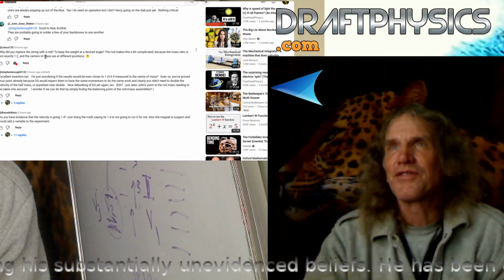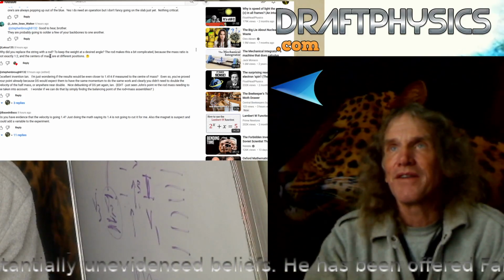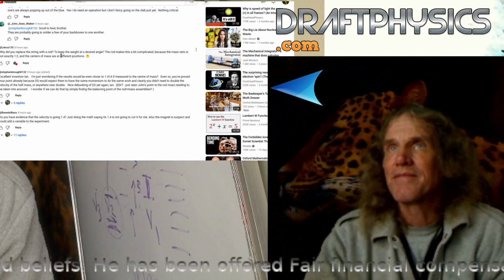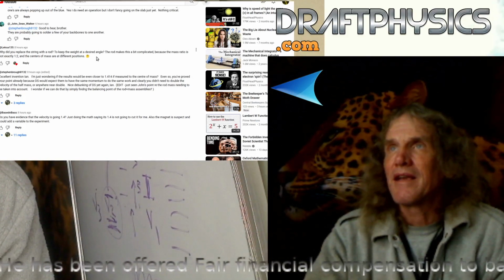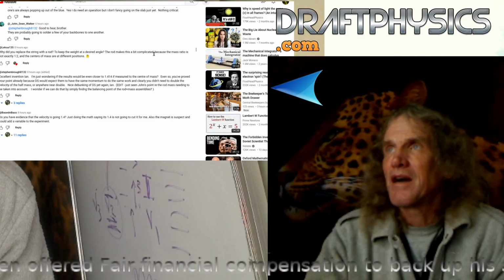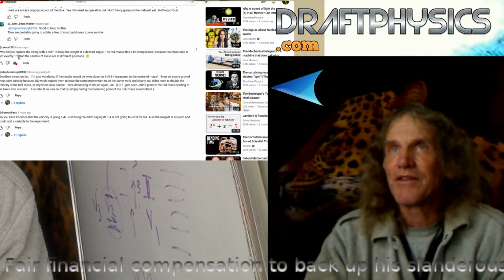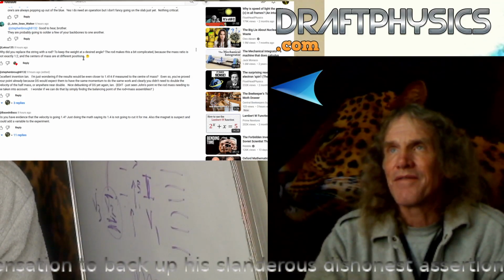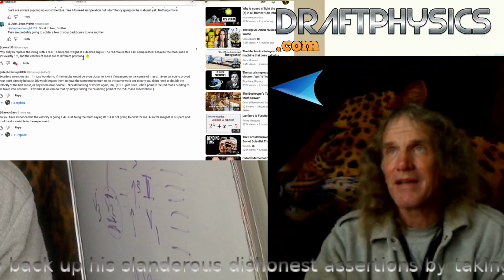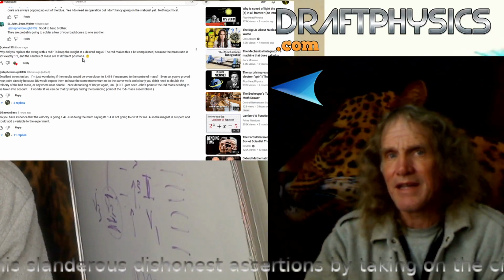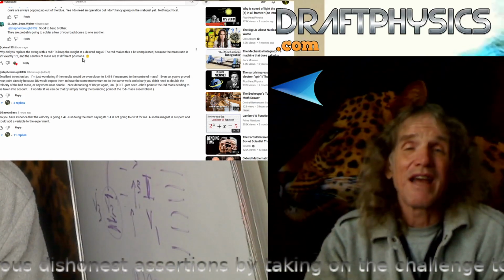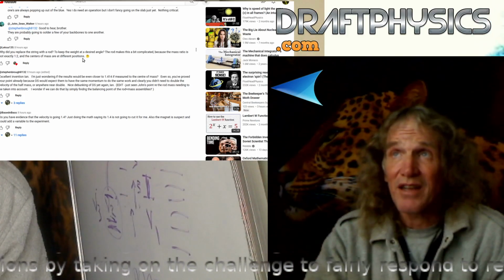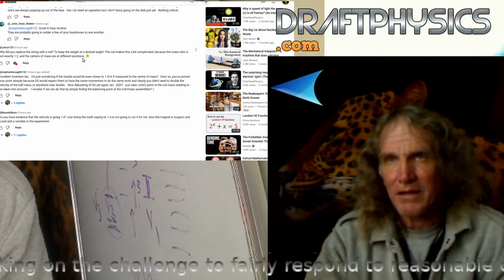Why did you replace the string with a rod? So Leska also figured that out, or he read the comments, who knows which way it happened. It's to keep the weight at a desired angle; the rod makes it a bit complicated because the mass ratio is not exactly 2 to 1. It's not anywhere close to 2 to 1, and the centers of mass are at different positions. Like I said, the center of mass doesn't really matter because it's forced to hit at the same location. It's going to have the same momentum, but the total momentum is obviously different because the mass of the stick is going to be part of the impact momentum.